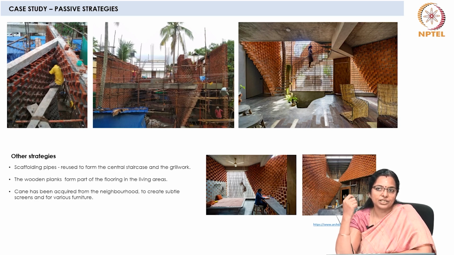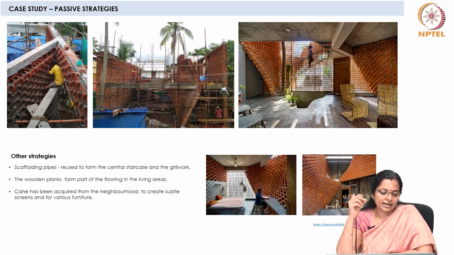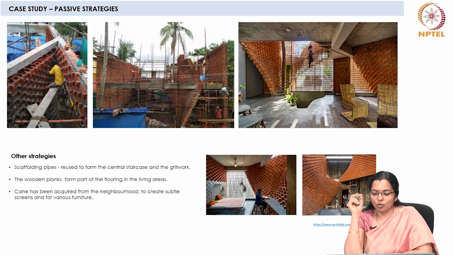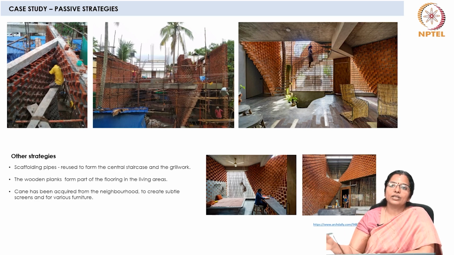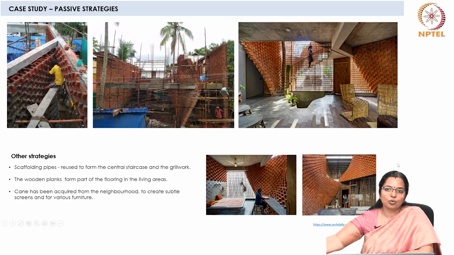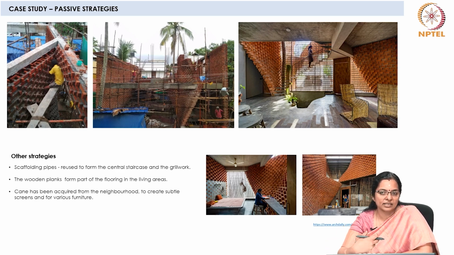Soon after completion, scaffolding pipes that were left over were used to create the grille work and the main staircase. So, using rat trap bond over the regular course makes this house have a cavity wall. So, the idea was also to not throw away anything as waste. The parts of the flooring in the living spaces were composed of pieced together wooden boards which also acted for insulation.